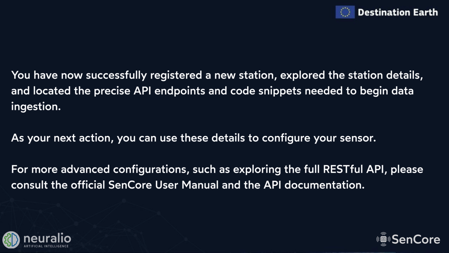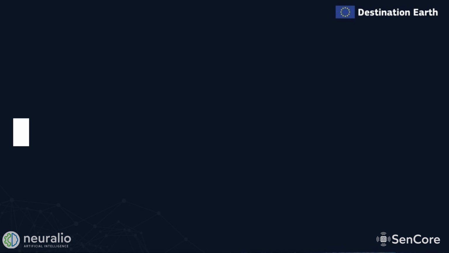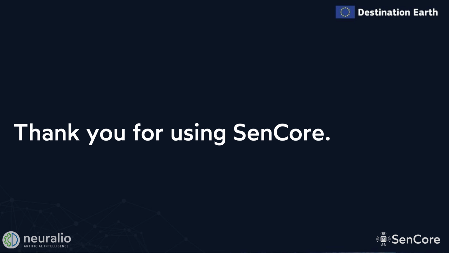You have now successfully registered a new station, explored the station details, and located the precise API endpoints and code snippets needed to begin data ingestion. As your next action, you can use these details to configure your sensor. For more advanced configurations, such as exploring the full RESTful API, please consult the official SenCore user manual and the API documentation. Thank you for using SenCore.